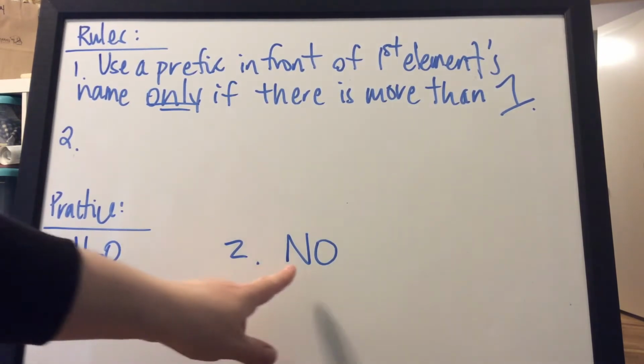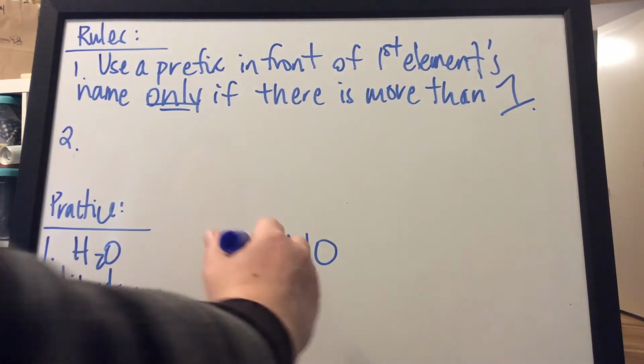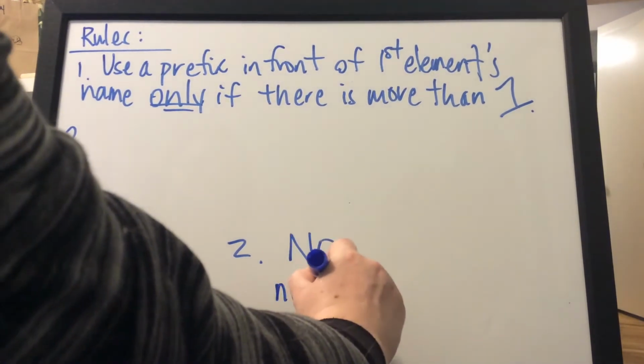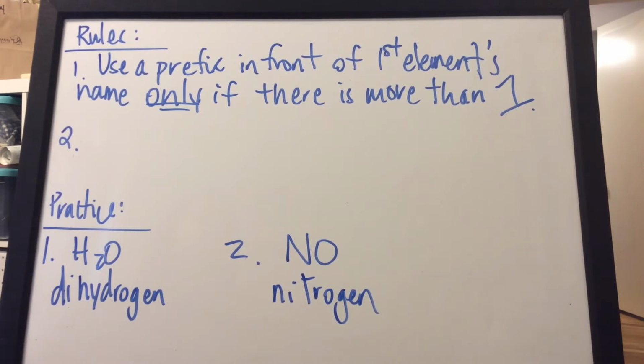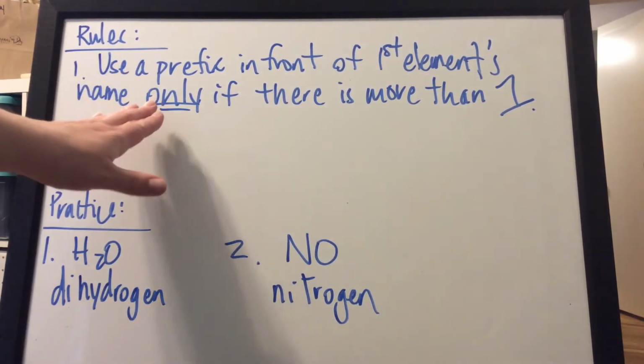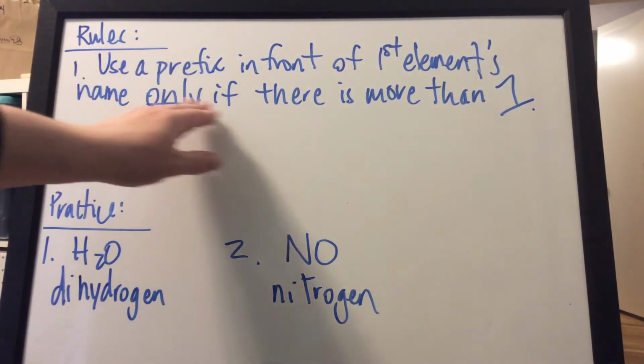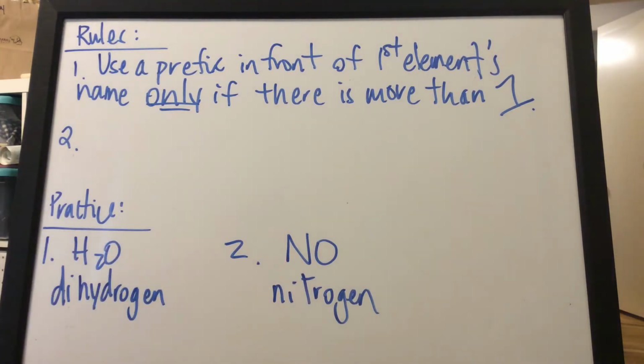Now in my second practice, the first element is nitrogen. But notice there's only one of them. So this is the exception, okay? So use a prefix only if there's more than one. There's only one, so I'm not going to use a prefix, and I'm just going to leave it as nitrogen.